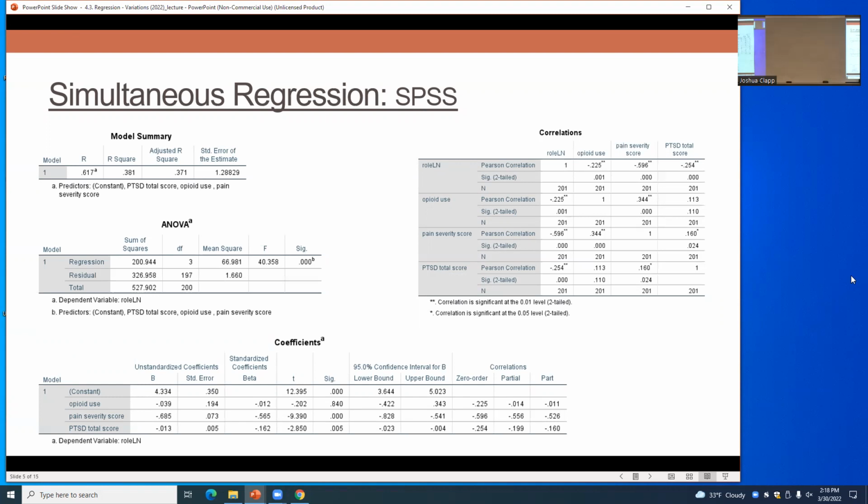Standardized coefficients are just a nice way to go through this. We can't directly compare our unstandardized coefficients, because a 1 unit change in our PTSD scale is a much smaller increment of change than a 1 unit change in our pain severity score. So what we can do is take a look at our standardized coefficients and see how those look in standard deviation units. Here, we would say for every standard deviation unit increase in pain severity, we've got a 0.565 standard deviation reduction in the natural log of role functioning. Okay. So just thinking about being able to interpret those back and forth.